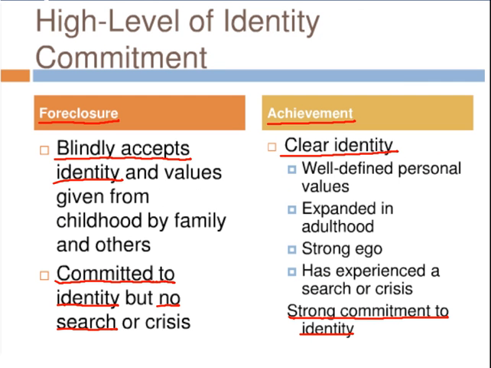The foreclosure is when somebody blindly accepts their identity because somebody in the family or somebody important to them is guiding them and telling them what they should do, and they just accept it. And this would be an example. Let's say a family has a family-owned hardware store. The parents raise their son telling him that he will take over the hardware store, and he says, sure, yeah, that's great, and he doesn't question, he doesn't worry about it, he just knows that he'll take over the hardware store. So he has a commitment to his identity of being the owner, but he never did any search.